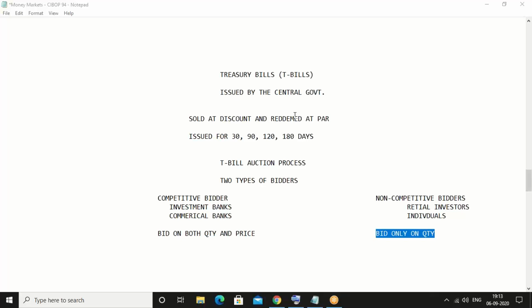Now when we talk about how treasury bills are issued, they go through an auction process. There are two types of bidders: a competitive bidder and a non-competitive bidder. Competitive bidders are investment banks and commercial banks, and they have to bid on both quantity and price. Non-competitive bidders will only bid on quantity. Is this part clear with everyone? We'll talk about the auction process and the pricing and all of that, but is this part very clear with everyone? Yes? Okay, quickly write this down and then we'll talk about the auction process.